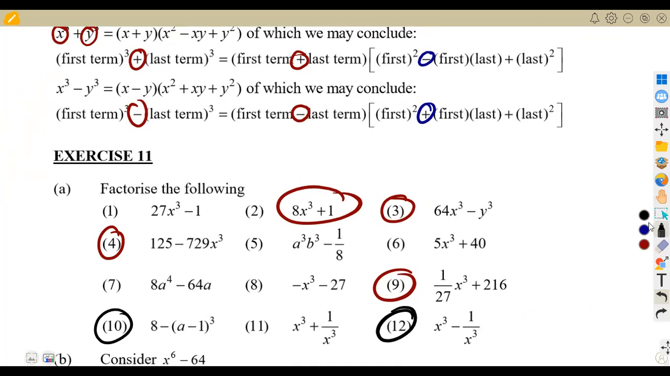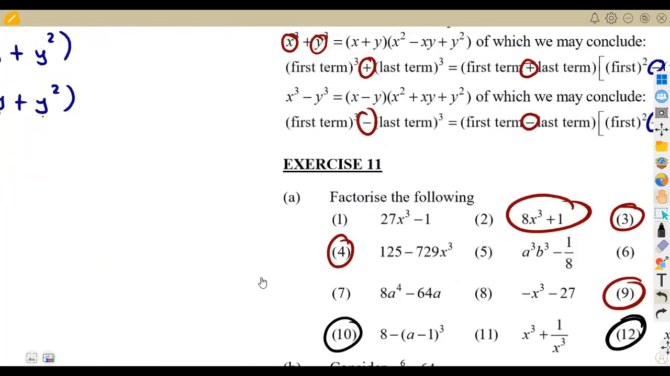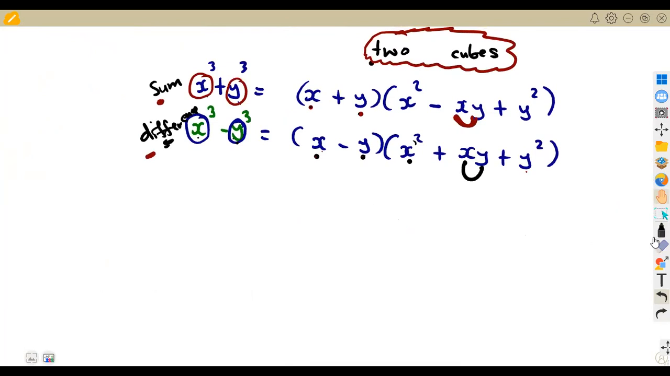x cubed minus 1 over x cubed. All right, so I'm just going to end with this question. You try question number 11, the one of plus 1 over x cubed, like this one. You're going to try it. But as for me, I'm going to work with the negative. So that's minus 1 over x cubed.